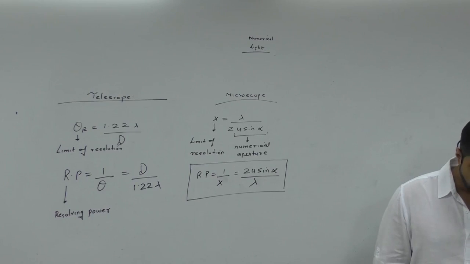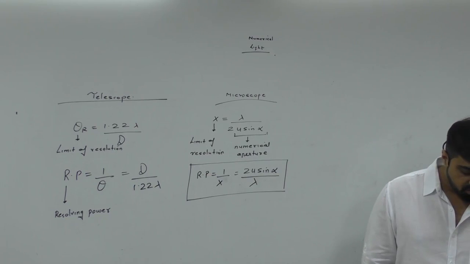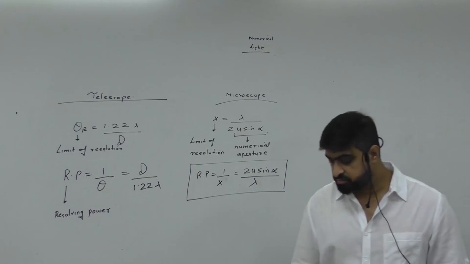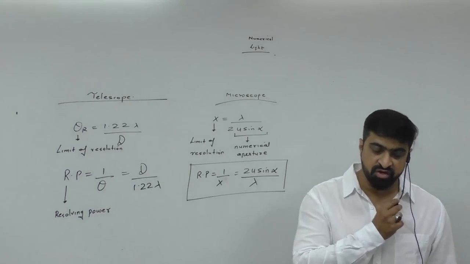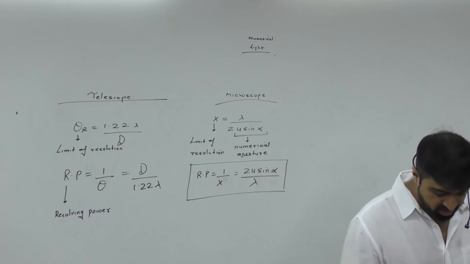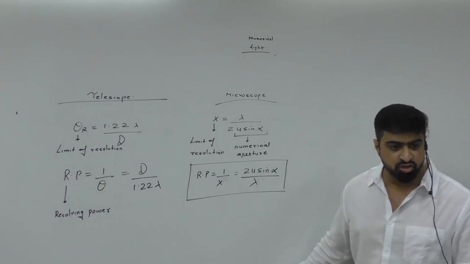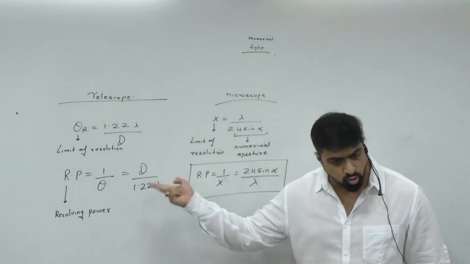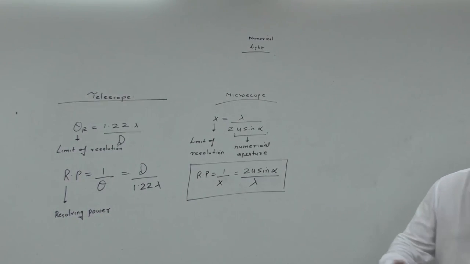Okay. Question. Lambda 1 is 4000 Angstrom, lambda 2 is 5000 Angstrom. Find the ratio of resolving power. For any instrument, can I say resolving power is inverse to lambda? So RP1 upon RP2 will be lambda 2 by lambda 1. What is lambda 2? 5000 by 4000. So 5 by 4, no?